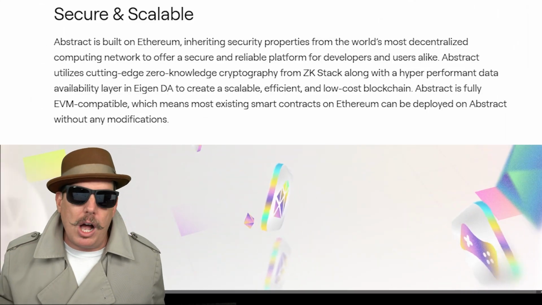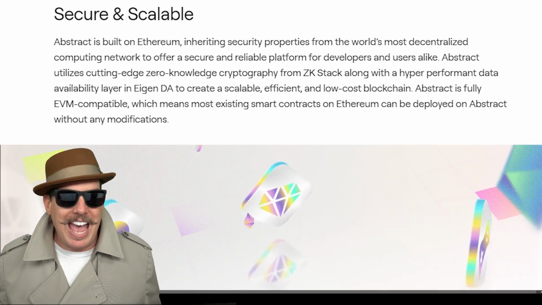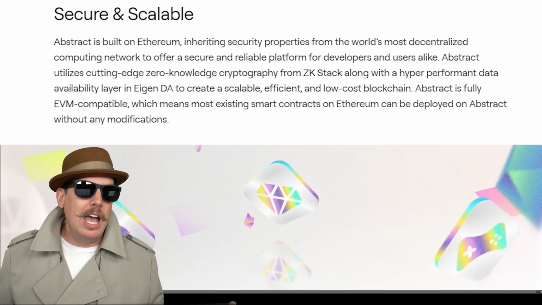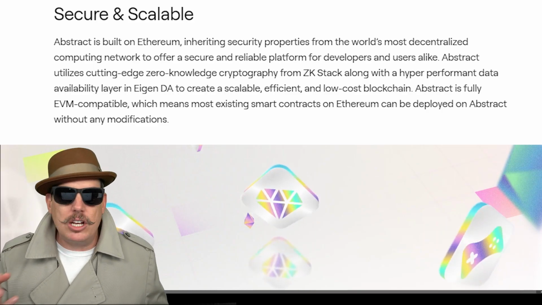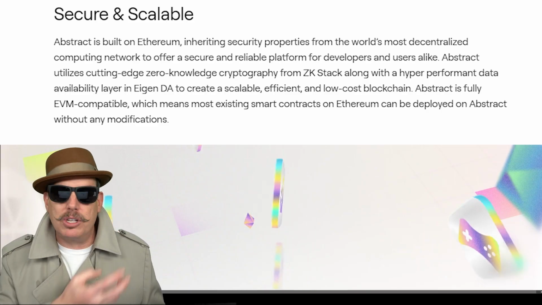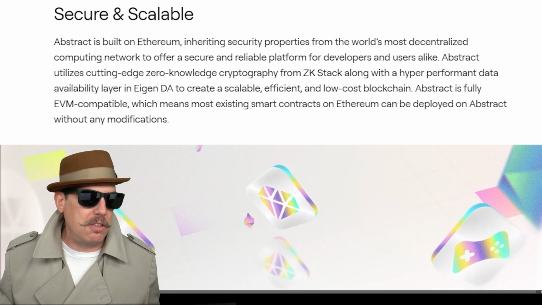An EVM blockchain means Ethereum virtual machine. It just means that it's compatible with Ethereum, and it uses Ethereum for its security, as its L1, and being an L2 means it's essentially batching all the transactions together and then sending them to Ethereum all at once to save on costs, to save on speed, and a bunch of other things.